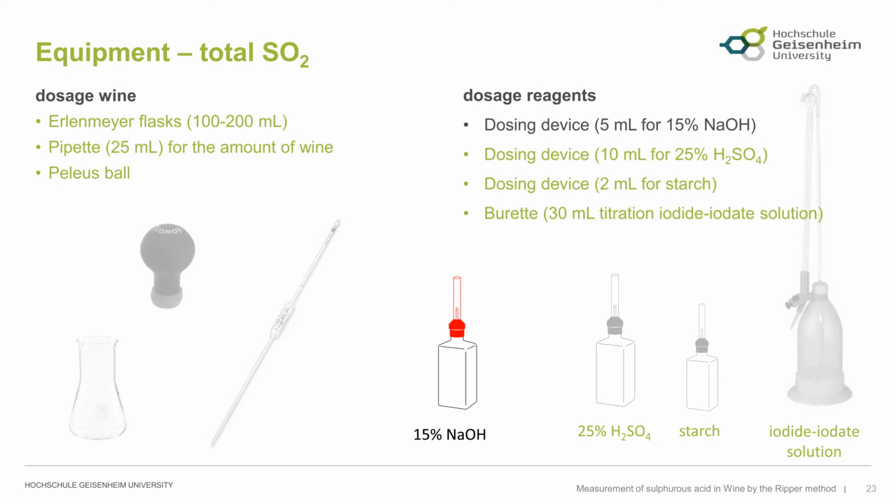For this measurement we need the following equipment: to dose the wine, an Erlenmeyer flask, a pipette for the exact amount of wine, a Peleus bowl. For dosing the reagents, in addition to the measurement of free SO2, we need a dosing device for sodium hydroxide, a dosing device for sulphuric acid, a dosing device for starch, and a burette for iodine solution.